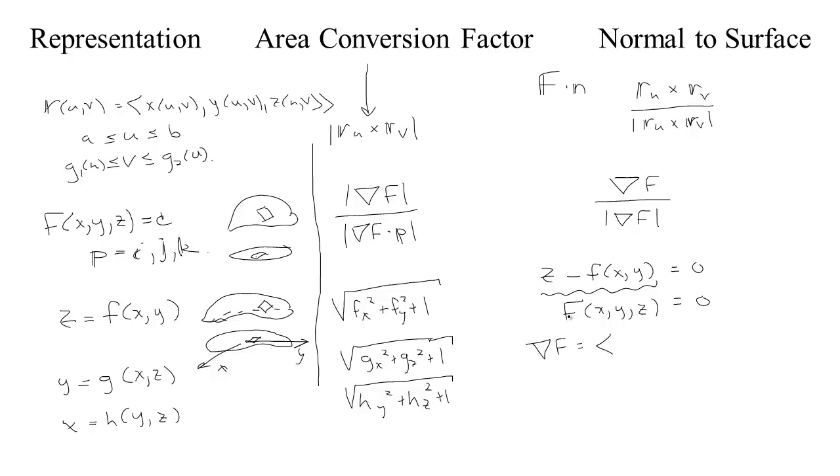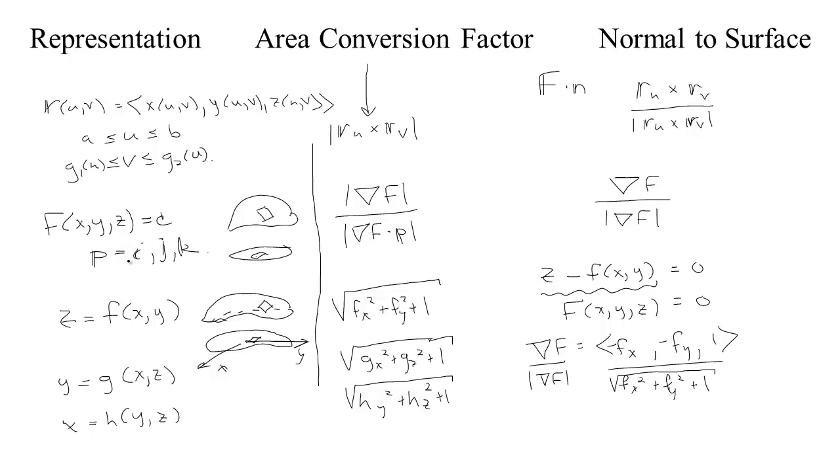Now the partial of capital F with respect to x, this doesn't depend on x, and the partial of this with respect to x is little f sub x, or negative little f sub x, because of the negative sign here. And the partial with respect to y is negative little f sub y. And the partial with respect to z is 1. So this gives you a normal. You would just need to divide by the length of that normal, which would be, again, f sub x squared plus f sub y squared plus 1, under the square root.